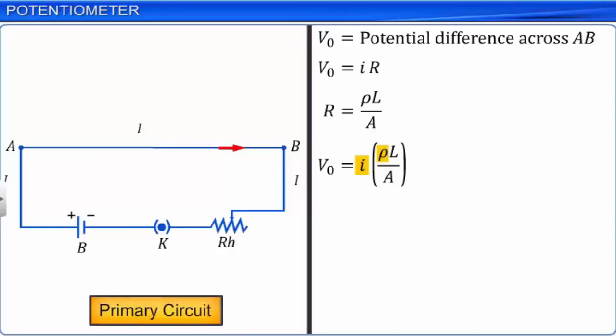Hence, the potential drop across any segment of the wire is proportional to the length of the segment. Thus, the ratio V0 to L is constant and is referred to as potential drop per unit length, phi, of the potentiometer, and is measured in volt per meter. Hence, we have V0 is equal to phi L. Let this be equation 1.